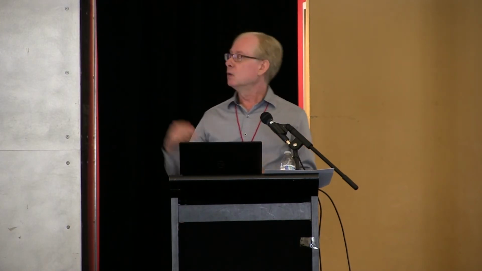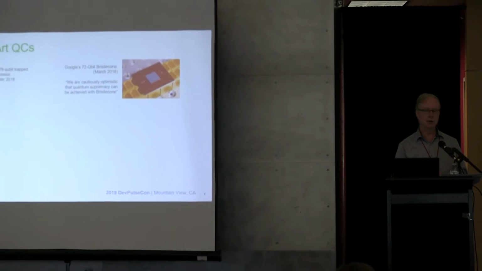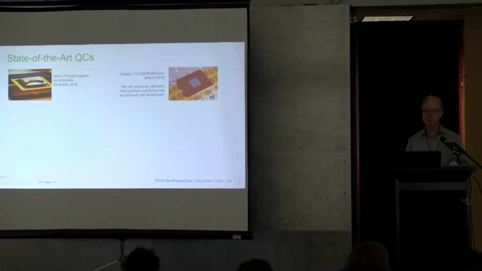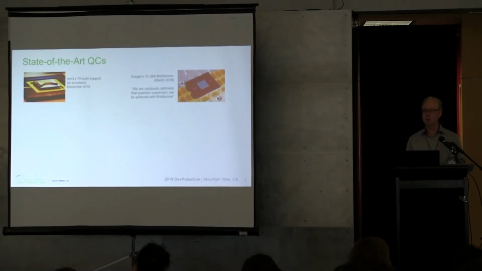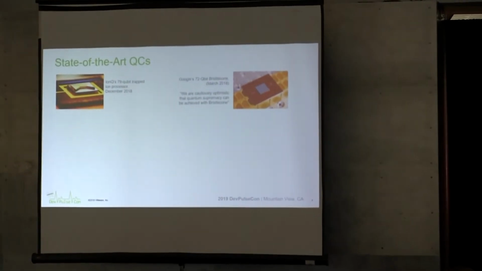Okay, state-of-the-art quantum computers. What are the state-of-the-art quantum computers? Well, here you go. Two that are particularly at the forefront are IonQ's 79 qubit trapped ion processor, which was announced in December 2018, and Google's 72 qubit Bristlecone, which was announced in March of 2018.